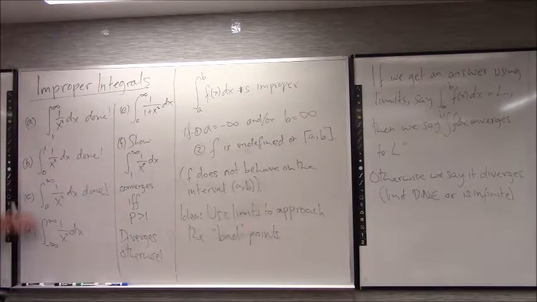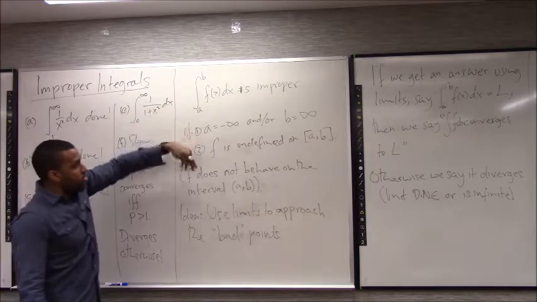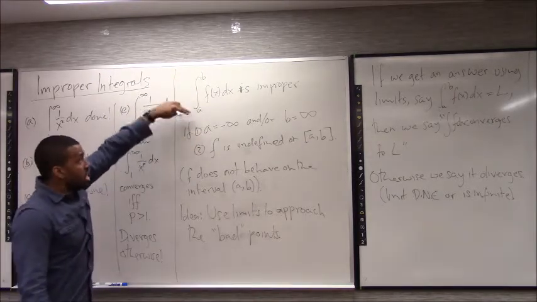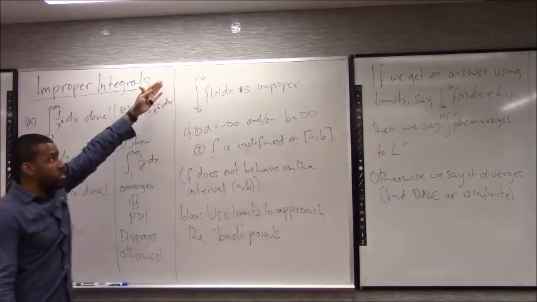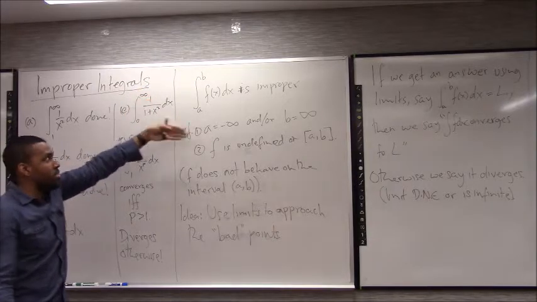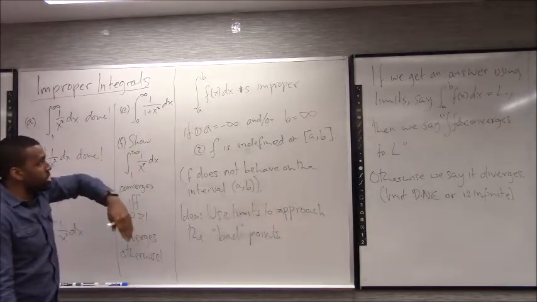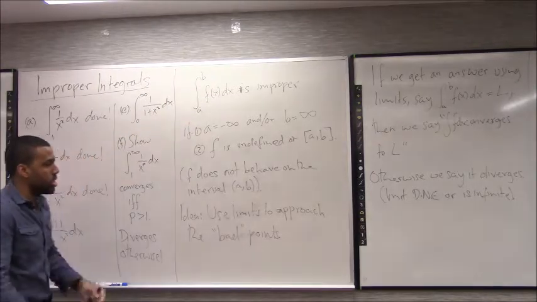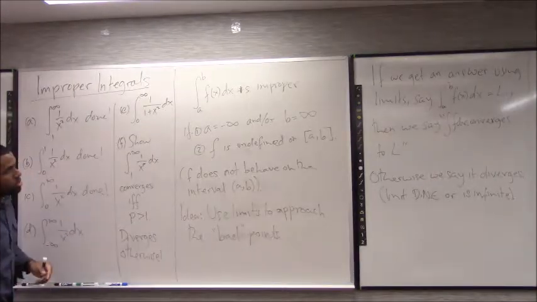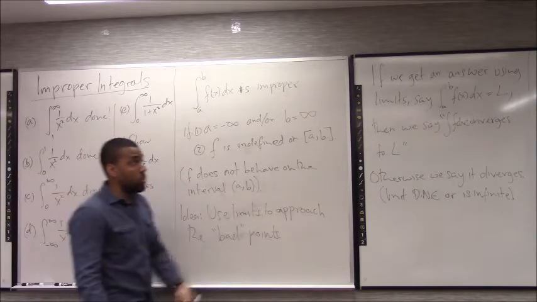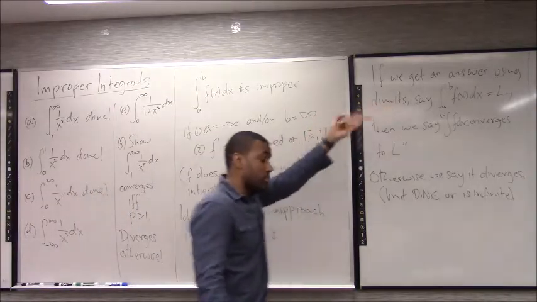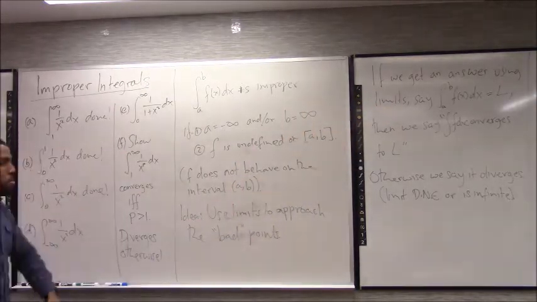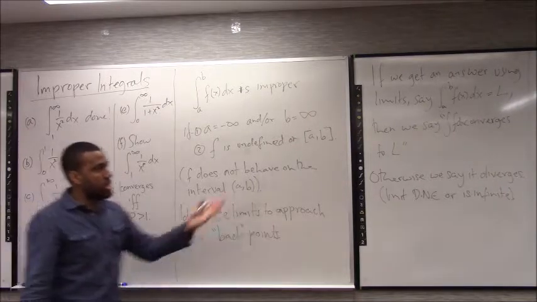So we identify a problem as improper if our function does not behave on the interval. If one of our limits is infinite, then obviously your function doesn't behave because you can't plug infinity into a function. Or it might be some finite number where you can't plug into the function. So you use limits to approach these points. And if it works out, we say it converges to this number. We can still find an area and have that be meaningful. And if it doesn't, we say it diverges.